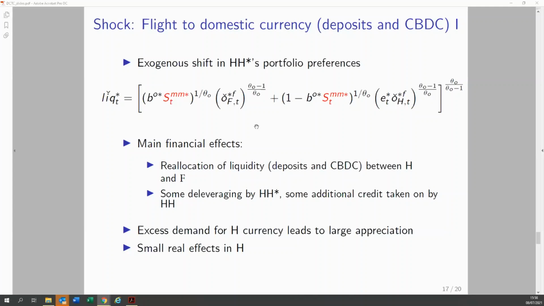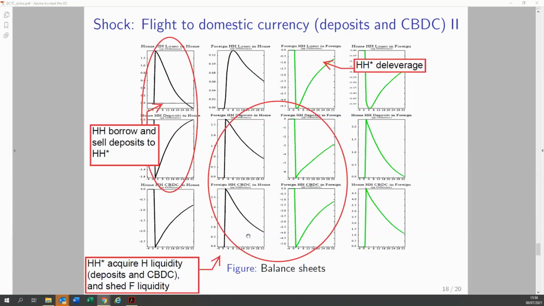And the logic of why the exchange rate appreciates is because there is an excess demand for home currency because of this shift in preferences, which leads to an appreciation. But you will also see that the shock actually has very small real effects in the home country. So it's really mainly a financial shock. And it also speaks to this idea that some financial shocks might not really be so detrimental to the real economy, even once you introduce another asset that can potentially be traded internationally and therefore, prima facie, also induce more volatility in the economy. So here, this is a bit messy, sorry.